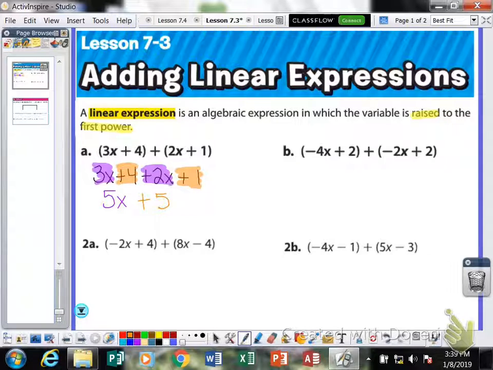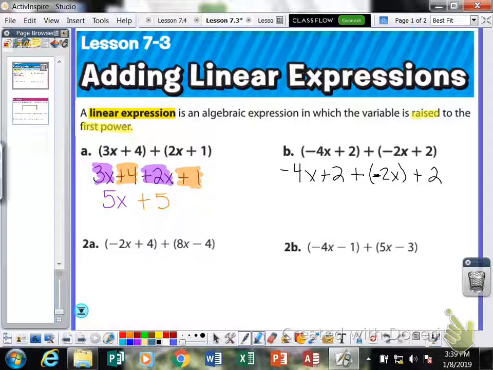Move over to B here. Again, nothing on the outside to distribute, so I'm good there. So I could rewrite this as negative 4x plus 2 plus a negative 2x, and I put that in parentheses because I don't like the double signs there, plus 2. The only reason I have those parentheses there is because of the double sign.